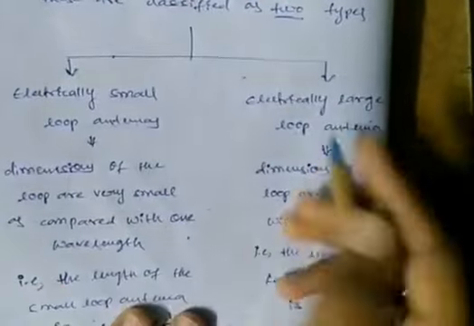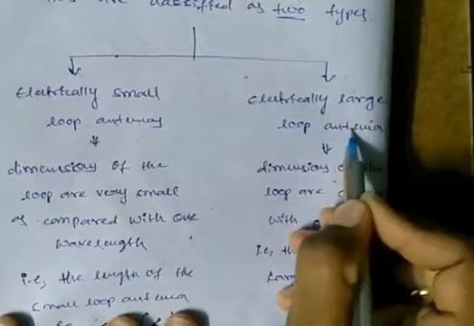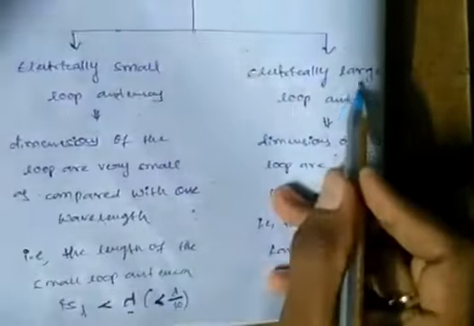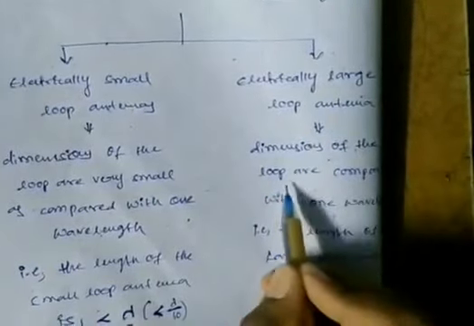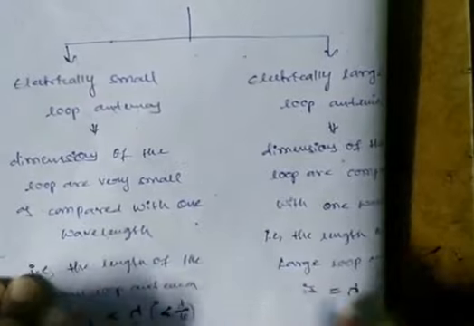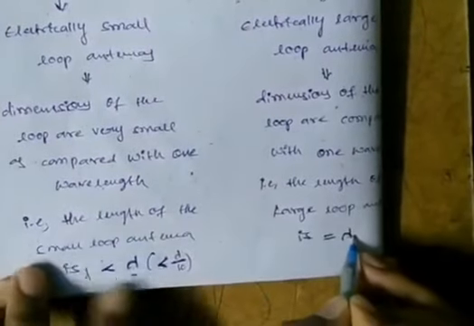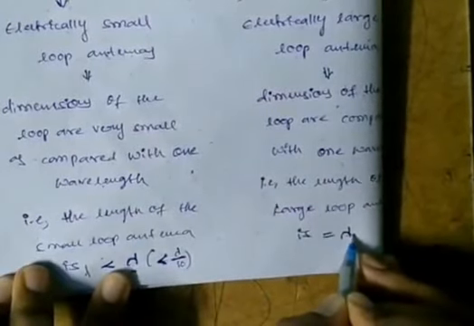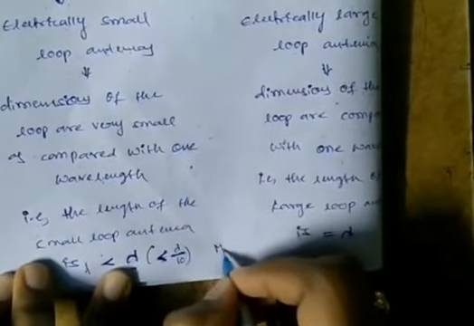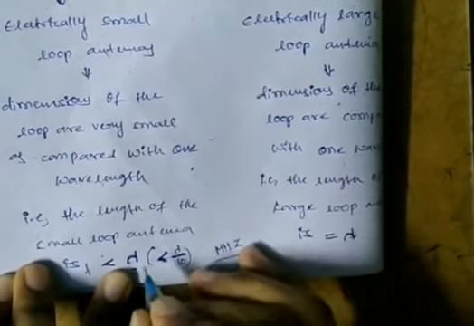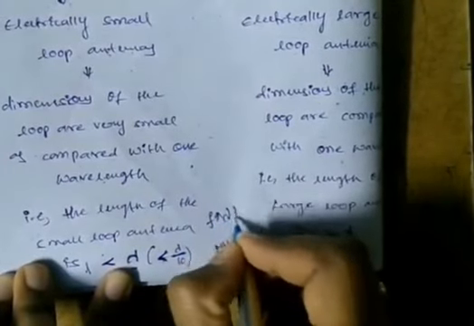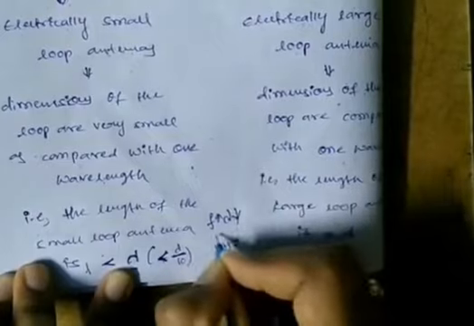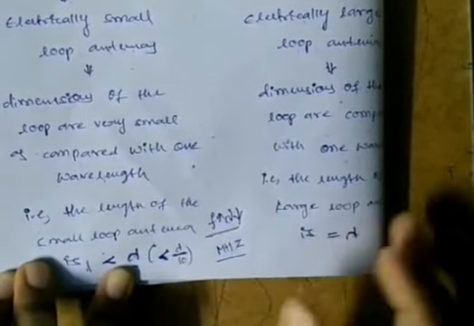Coming to electrically large loop antennas, the dimensions of the loop are comparable with one wavelength, that is L equal to lambda. Here lambda is a small value. Why? Because all these antennas work at megahertz frequencies. That's why lambda is small. Already we know that as frequency increases, lambda decreases. So depending on this, lambda is very small here.